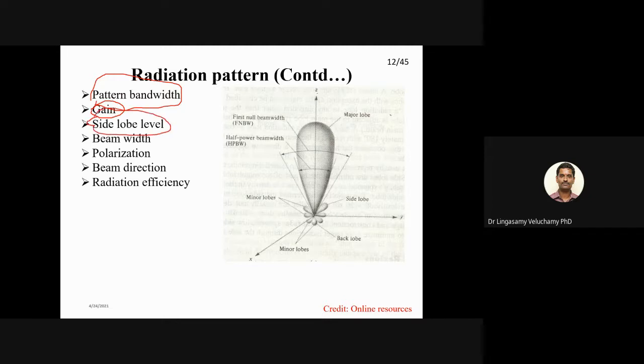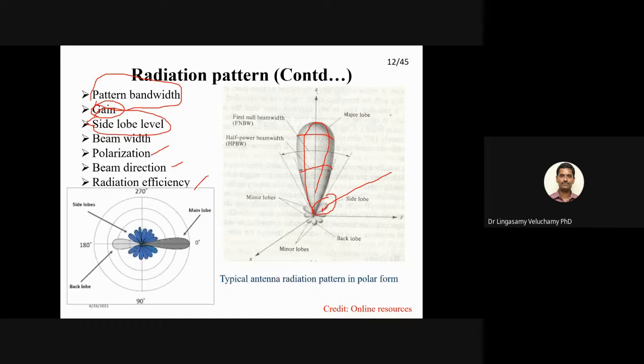See, my intention is to radiate in this direction, not in this unwanted direction. If I'm getting some radiation there, that is called side lobes. Next is beam width. How much is my beam width? Which means how much power I'm radiating over the beam area. That's what is dictated by the beam width. What polarization I'm operating in, polarization we'll discuss later. Beam direction, which direction I'm radiating, and radiation efficiency.